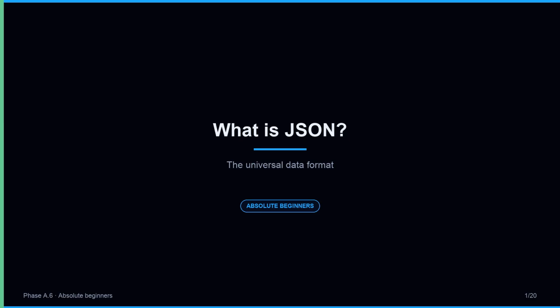JSON stands for JavaScript Object Notation, but do not let the name fool you. Almost every programming language speaks JSON, including Python. When a website sends data to your phone, when a config file stores your settings, when two services talk, chances are they use JSON. Today you learn what JSON is and why it is everywhere.